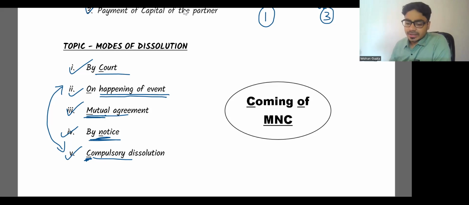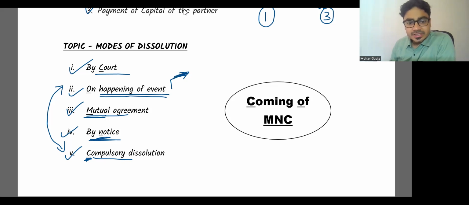So an example that I can think of that will differentiate these 2 points. You understand the meaning of the term compulsory dissolution. The business has to be dissolved. There is no other option. All the partners die, all the partners become insolvent. Another example can be on happening of an event.